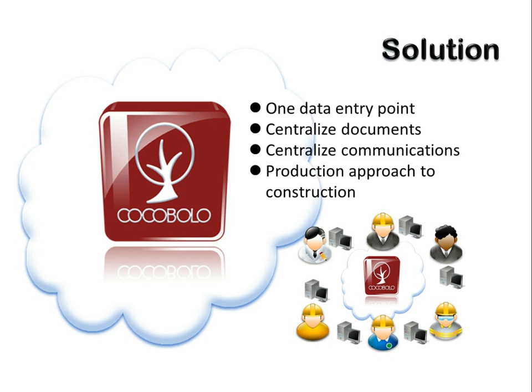Also going to centralize your communications. Instead of using emails, we use group forums. And whenever communications happen within the system, everyone who has access is going to receive an alert that a new communication has happened. So you're not going to have to sort through hundreds of emails. And what this is going to do is help speed up reconciliation so that you can keep the project moving forward. And then lastly, we take the production approach to construction. And in the production environment, we don't have the luxury of waiting till the end of the month to figure out if we're profitable.